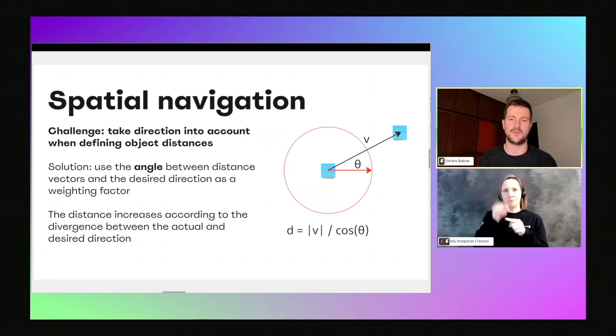So we need to modify the definition of distance in order to take direction into account. And luckily here, a little bit of math and trigonometry comes to the rescue. We can use the angle between the desired direction and the direction of the distance vector from one object to the other, and use it to weight the traditional Euclidean distance. So the more the direction of the two objects diverges with respect to the desired one, the further away those objects would appear to the system. And therefore, this is how we solve the problem of finding the closest object on a specific direction.